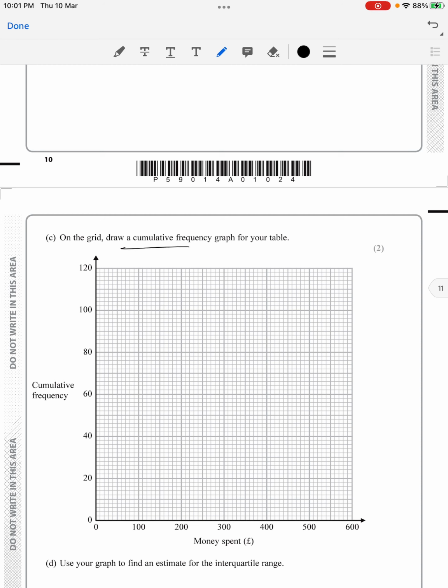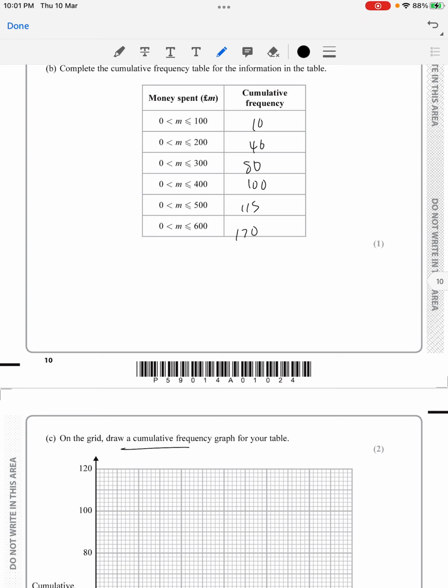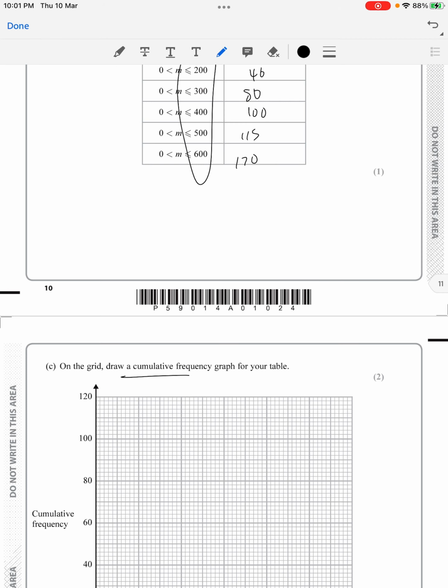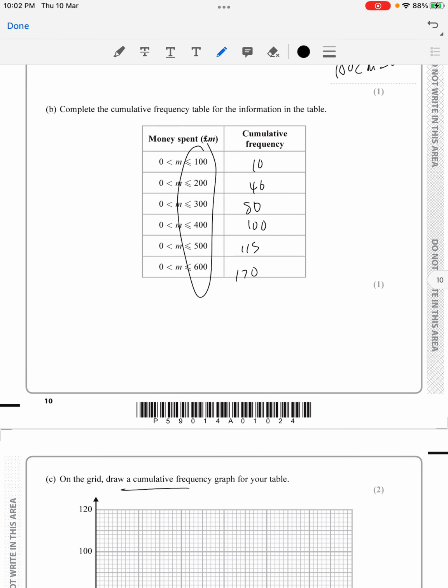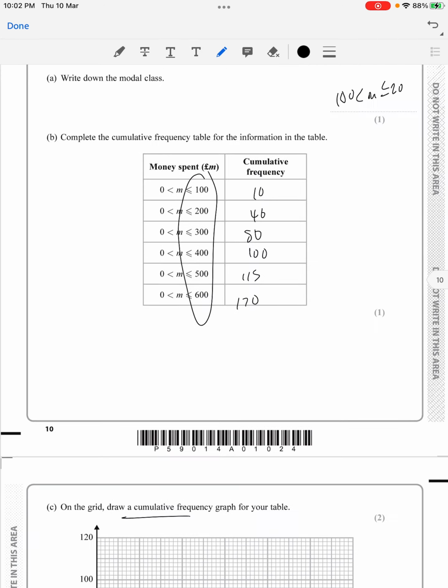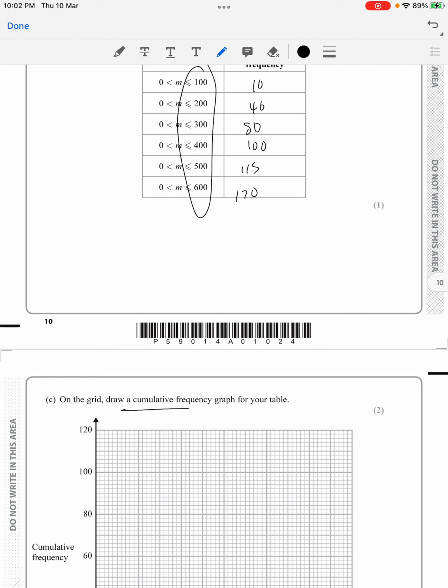Now on the grid, draw a cumulative frequency graph for your table. On your grid, we have to use the upper class values as the x values and the cumulative frequency as the y values. Let's start with 10 and 100. On the cumulative frequency axis, we have 20 divided by 10 squares, that is about 2 per block. So that should be approximately here, 100, 10. Actually, you have to calculate it accurately.